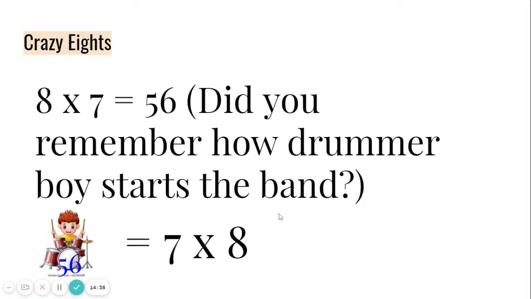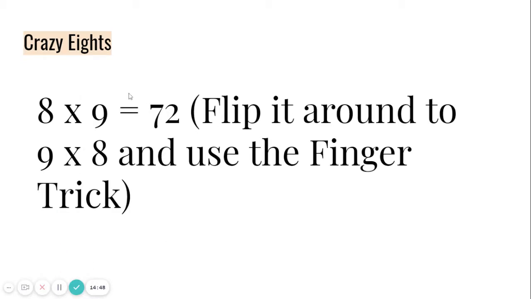Okay? 8 times 7, did you remember to flip it around and do the drummer? 5, 6, 7 times 8. How does the drummer start the band? 5, 6, 7 times 8. All right, 8 times 9 is 72. Flip it around to the 9s trick, and we'll use this as our 9s trick. I'll tell you the 9s. Oh, look, next, after our crazy 8s.